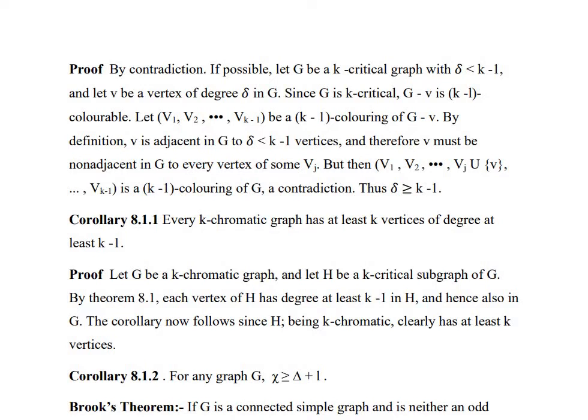Every k-chromatic graph has at least k vertices of degree at least k minus 1. For proving this corollary, let G be a k-chromatic graph and let H be a k-critical subgraph of G. By the above theorem, which is Theorem 8.1, each vertex of H has degree at least k minus 1 in H, and hence also in the graph G. The corollary now follows since H, being k-chromatic, clearly has at least k vertices. Next is also a corollary which states that for a graph G, chi is greater than or equal to delta plus 1.